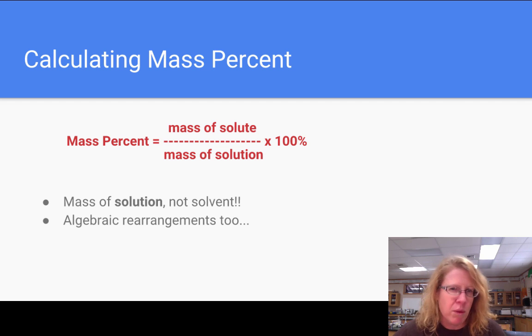There are a few tricky, wrinkly kinds of questions that we'll throw in there. You'll always multiply by 100 to get to a percent. Otherwise you'll end up with 0.25 or something like that as an answer. You've got to multiply by 100 to get to your mass percent.